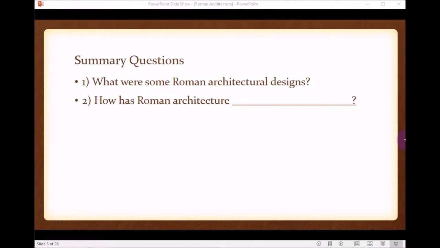Next, summary questions. So 1 is done for you already, and number 2, you got to fill that in. How has Roman architecture blanked?